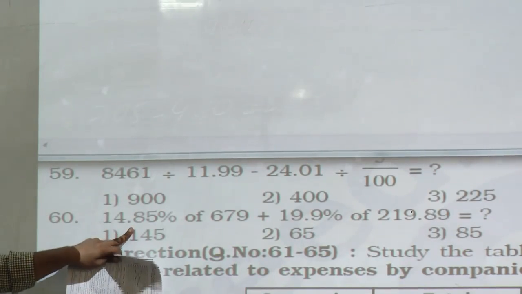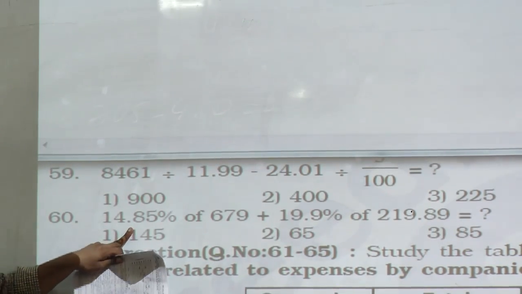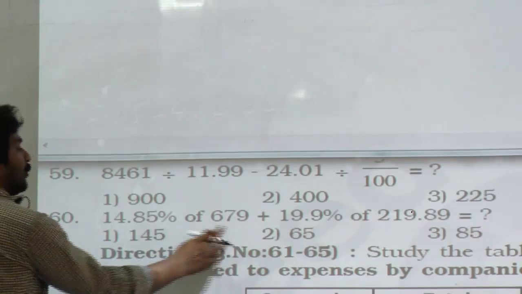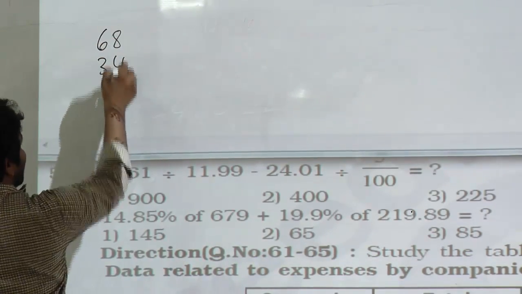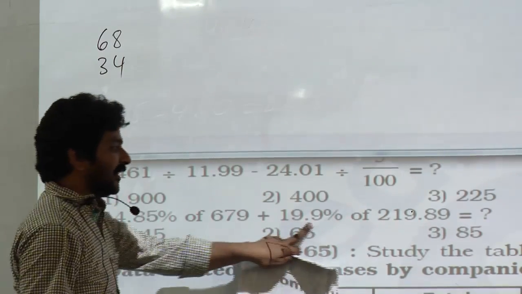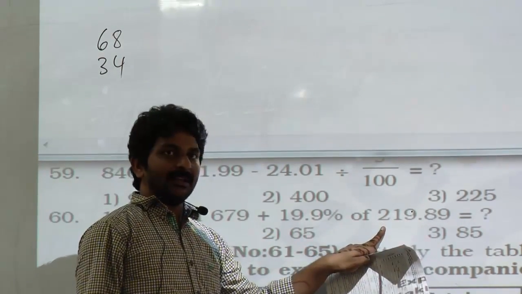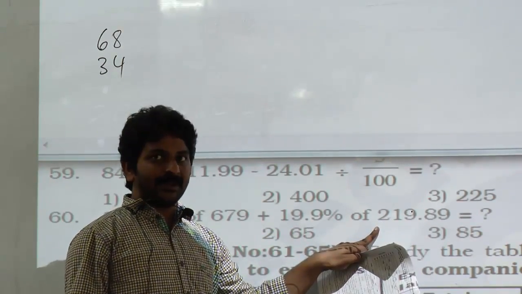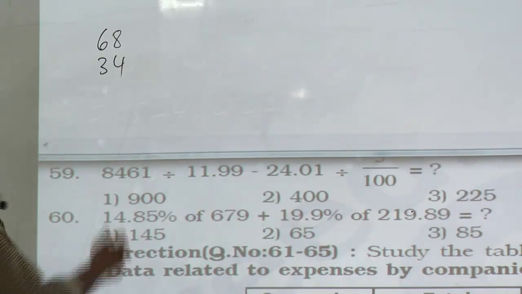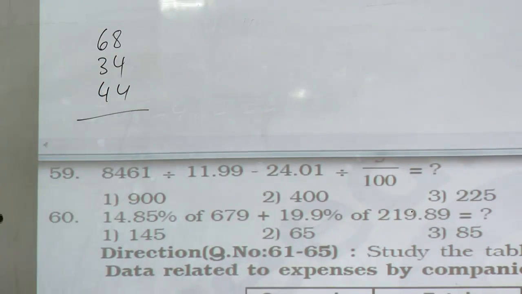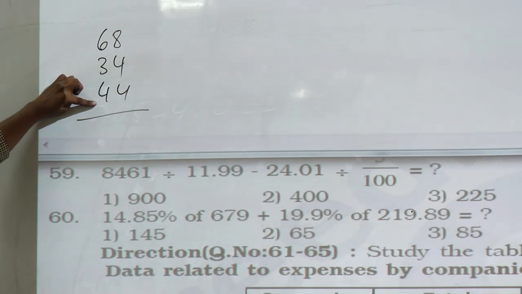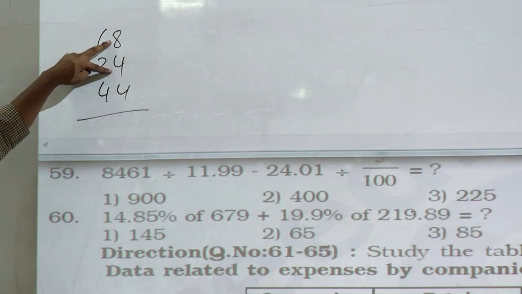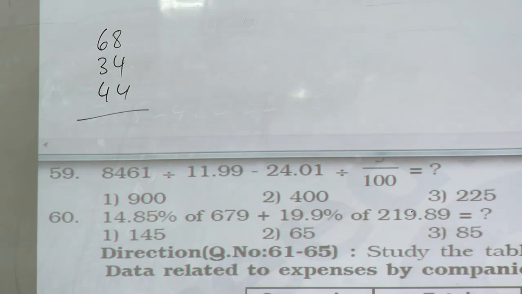Now 15% of 680. Out of 680, 10% is 68, 5% is 34, plus 20% of 220. Out of 220, 10% is 22, 20% is 44. You need to add 44 here. 60, 90, 130, 142, 146. Near about 145.